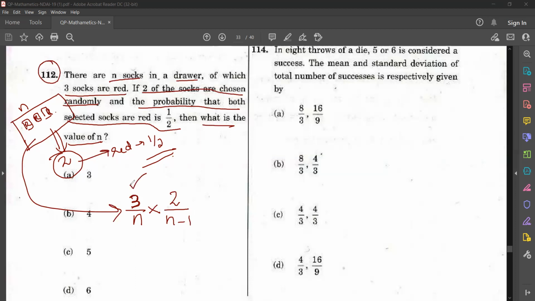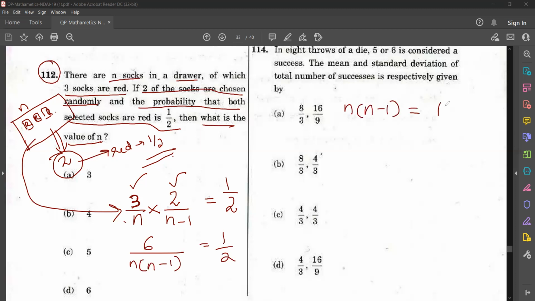First sock to be red, that is this one. Second sock to be red means after taking 1 red, 2 reds are remaining, divided by n minus 1 socks after taking 1 out. And this probability that 2 socks are red is given as 1 by 2. So that is 6 by n into n minus 1 is equal to 1 by 2. So just cross multiply. n into n minus 1 is equal to 12.